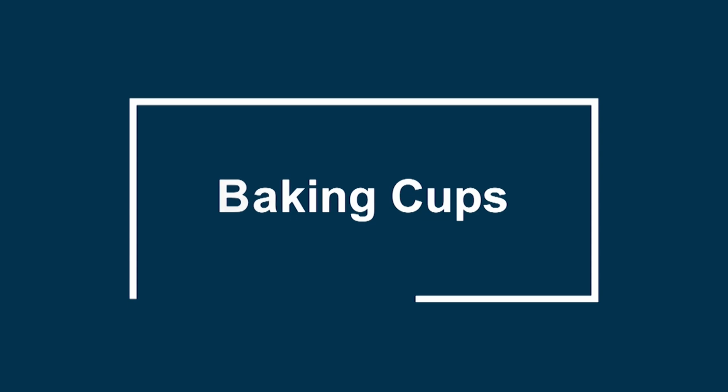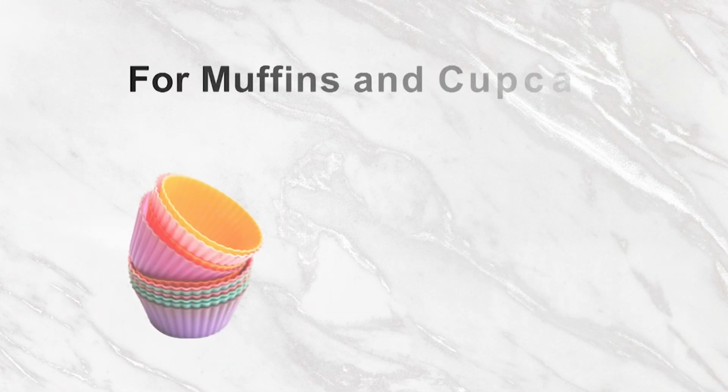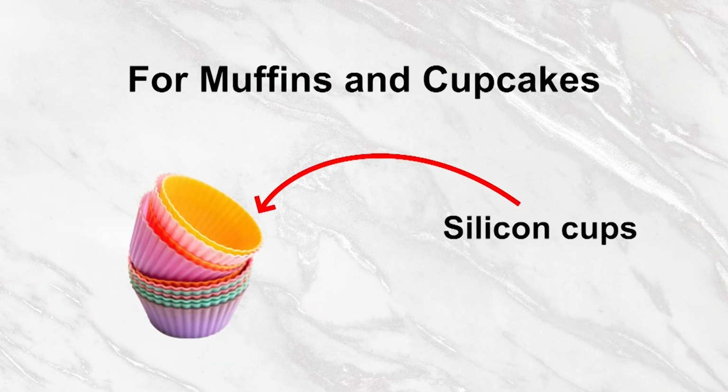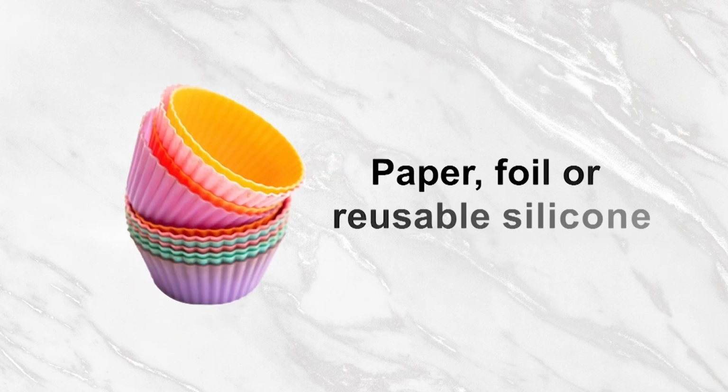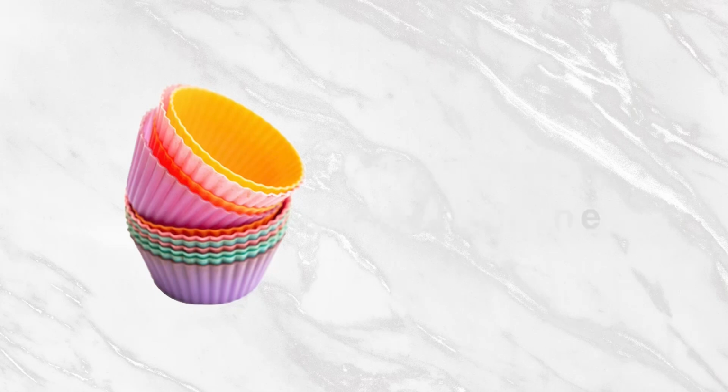Baking cups. A baking cup or silicone mold is used for making muffins and cupcakes. It is usually made up of paper or foil or reusable silicone. Baking cups hold the cake batter and make it easy to remove from the muffin pan.